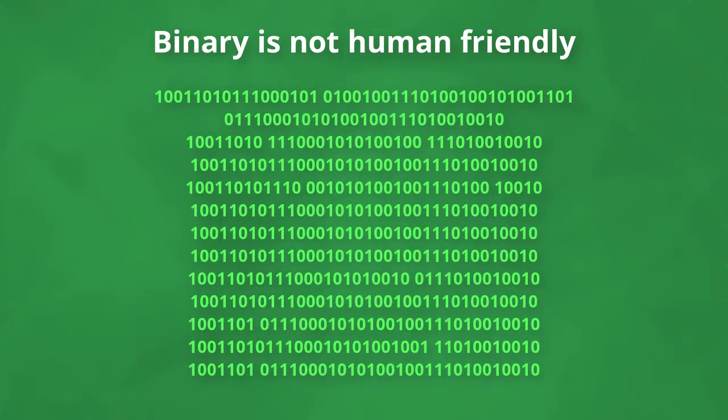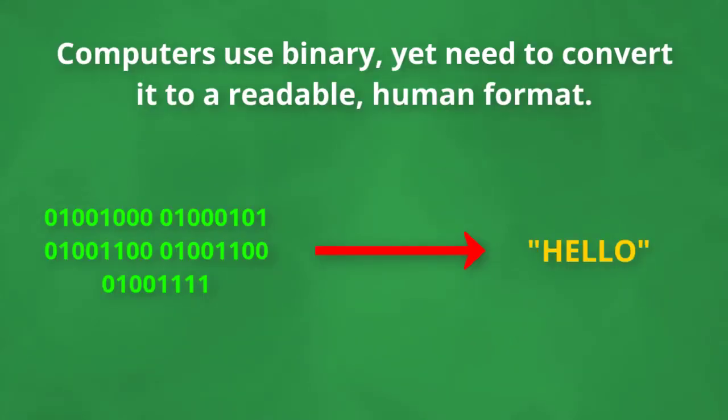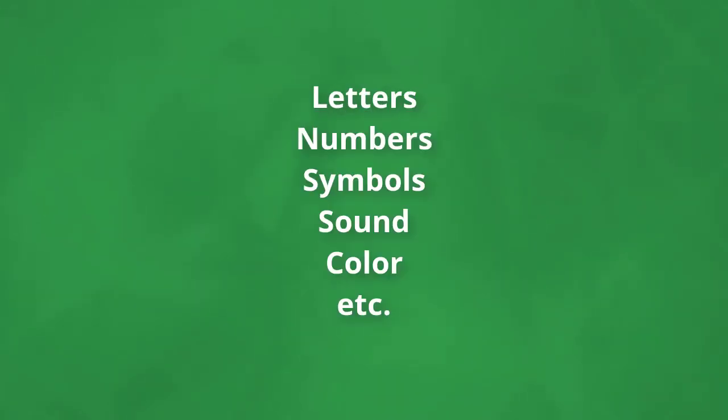Now, reading and working with binary isn't human-friendly at all, so whenever we are interacting with a computer, it is consistently converting that binary into a variety of different things to make it more readable for us humans. Things like letters, base 10 numbers, colors, and even sound.